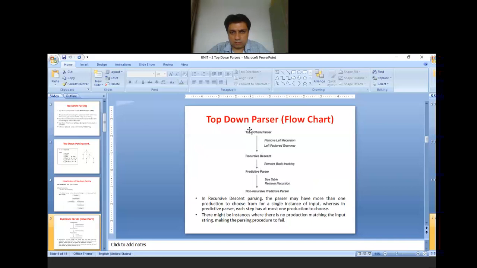So this is the flow chart of the top-down parser. In the top-down parser we first remove the left recursion and then the common prefixes. We need to eliminate that. After that we get the recursive descent parsing, and if we remove the backtracking then we get the predictive parsers. The predictive parsers basically use tables and remove recursion as well. So from the predictive parsers we get the non-recursive predictive parsers, which we are going to discuss today.